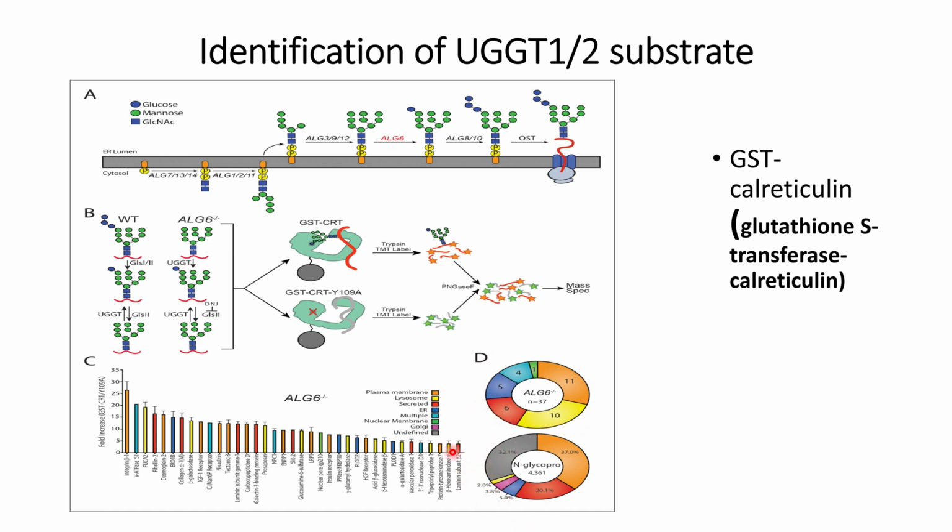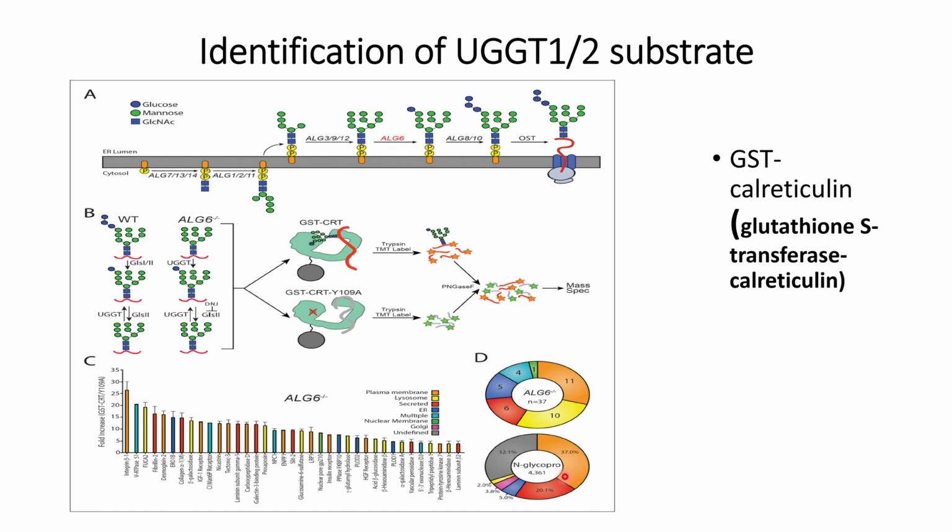And this figure D also shows the location of the proteins that are affected in ALG6 knockout cells, and these glycoproteins and this N-glycoproteome identify the proteins that are affected by GST-CRT, or we can say that have UGGT1 or 2 during their protein formation, that need UGGT1 or 2 during their protein formation. That is the correct wording.